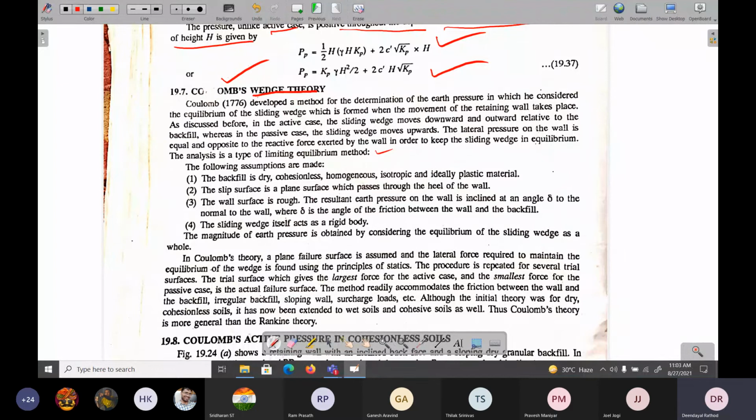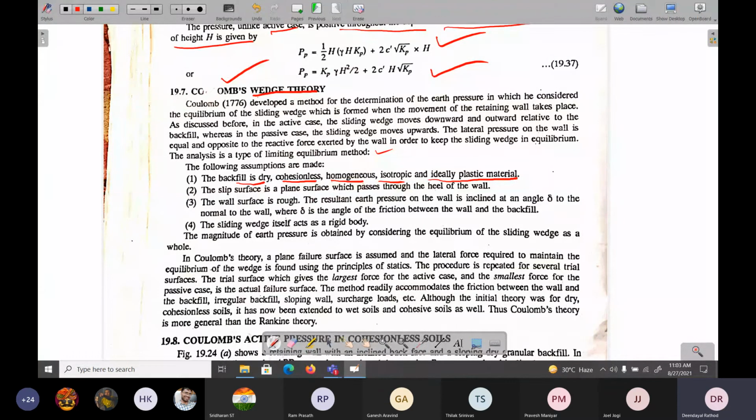Here, these are the assumptions. The backfill is dry, cohesionless, homogeneous, isotropic, ideal plastic material. So these assumptions are very, very important. They will ask in your exams. In all competitive exams, they'll ask what are the assumptions of Rankine, what are the assumptions of Coulomb's wedge theory, and so on.